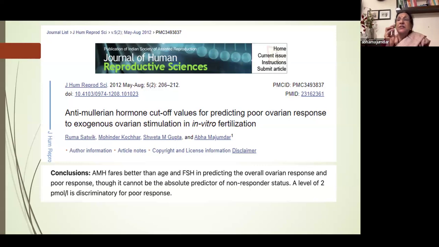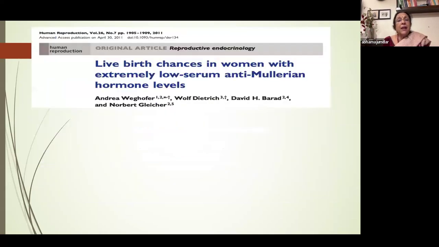Yet we said that if we start refusing patients below 2 picomoles, in every 10 patients we will lose 1 patient who would have responded. So I'll come to a very nice statement given later: no patient should be refused using her own oocytes with whatever AMH she has, if she's still menstruating and her FSH has not gone into the POI level.